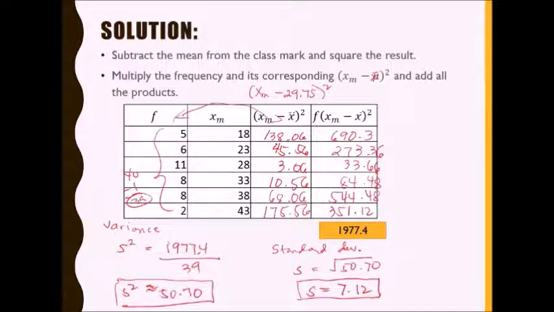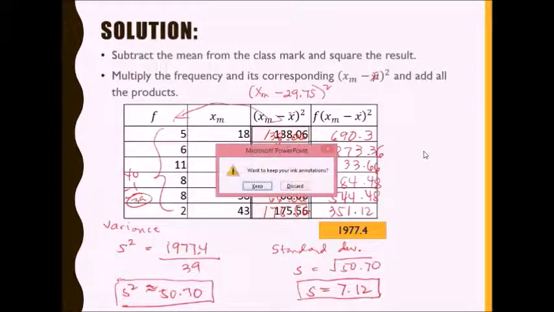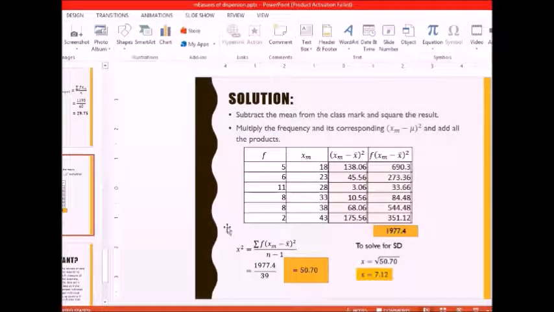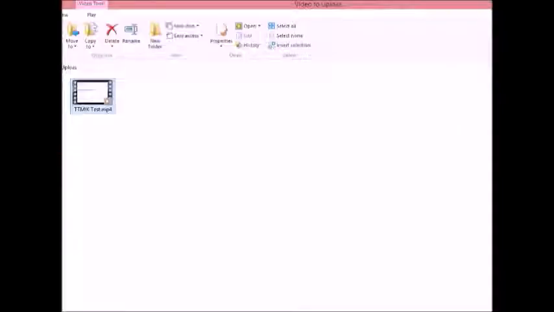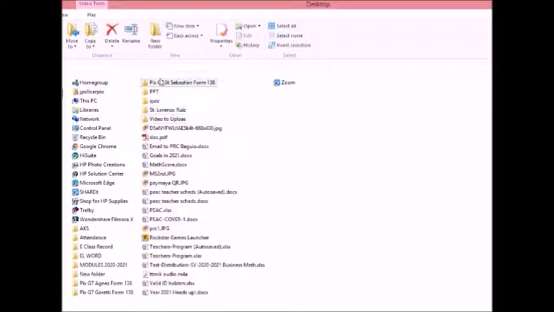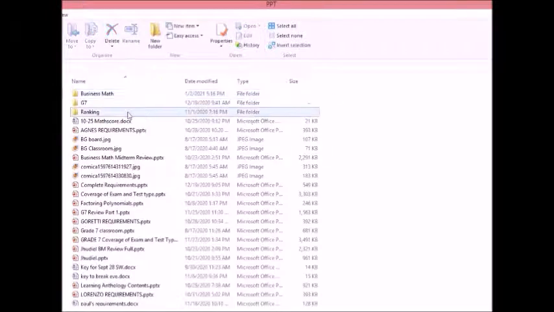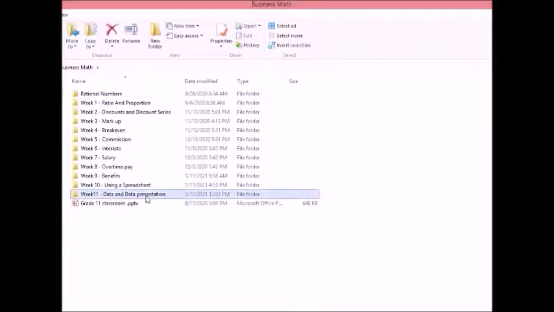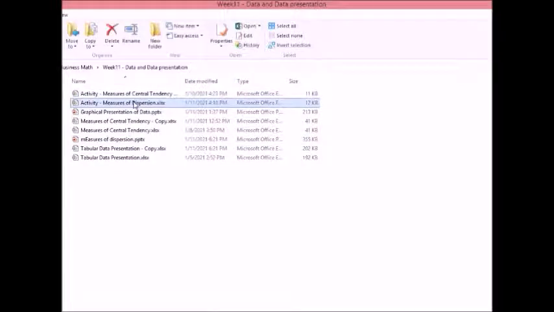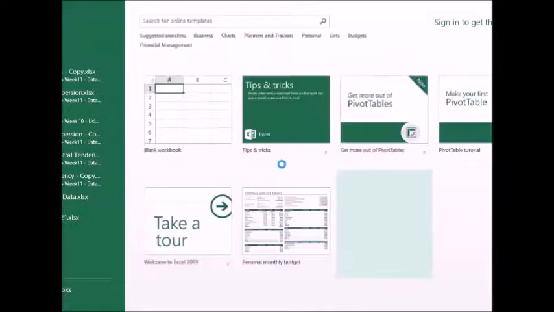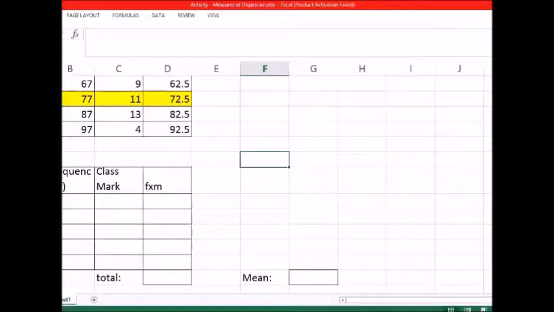No po? So, kung halimbawa naman, you're going to use Excel, no? Excel, okay? So, let's open an Excel file here. So, wait lang, hanapin ko lang siya. PPT, Business Math. Okay, so let me open the measures of dispersion. Okay, close. Ayun na po. So, let us do this one.